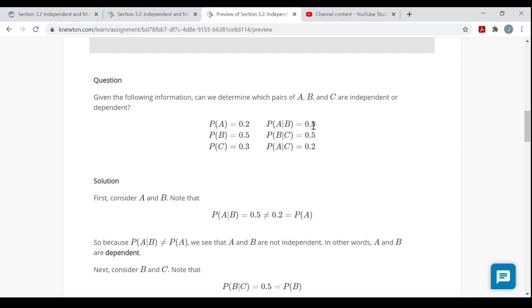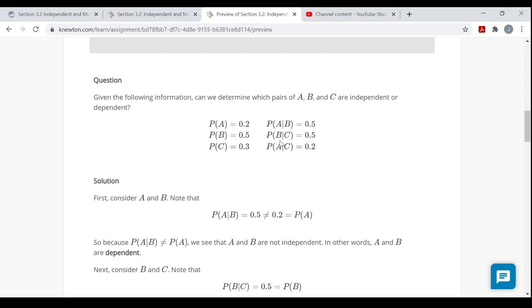If this was equal to the probability of A, then we would say that B occurring has no effect on A. But see how B occurring does have an effect on A. The probability of A occurring on its own is only 20%, but when B happens, the probability of A occurring is 50%. So right there, A and B are not independent. They're dependent events. And they're showing that here.